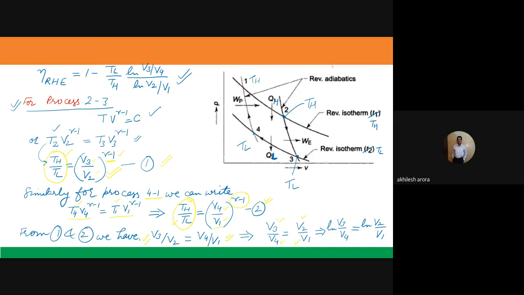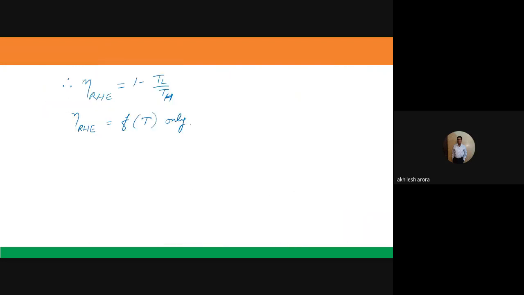If we take log on both sides, we will get log V3 by V4 is equal to log V2 by V1. So you see this equation now: log V3 by V4 here, and log V2 by V1, which is equal to log V2 by V1. So this term will cancel out, and we are left with the efficiency of the reversible heat engine equal to 1 minus TL over TH. So it means the efficiency of the Carnot cycle is equal to 1 minus TL over TH, where TL is the lower temperature and TH is the higher temperature.